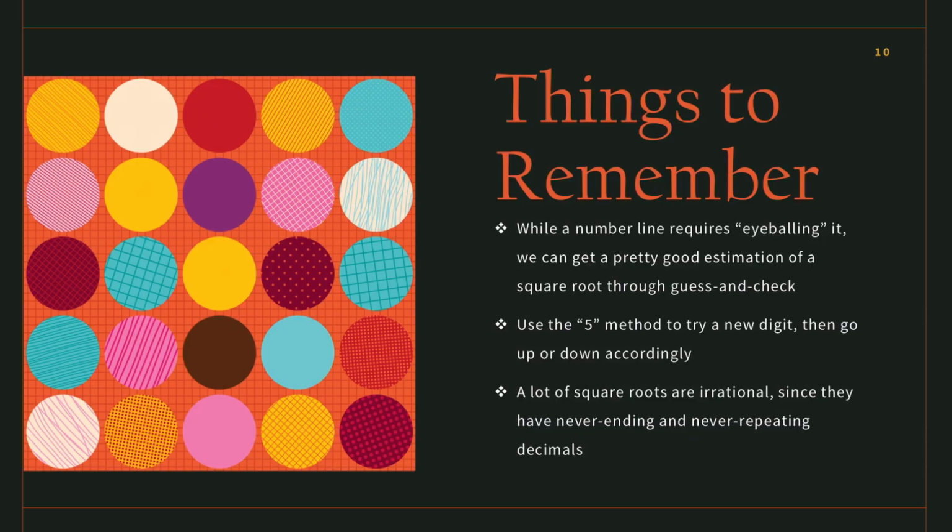So some things to remember. While a number line requires eyeballing it, you can still get a pretty good estimation through guess and check. Like the method we saw where we just kept trying 5 as our new decimal digit, and then we would adjust accordingly. The 5 method to try a new digit is very useful because it's just kind of the middle, and then you can see whether to go up or down. And a lot of square roots are irrational because they never end. When you're doing it by hand, you'll often have perfect squares, but it's nice to be able to estimate them by hand as well for irrational numbers.